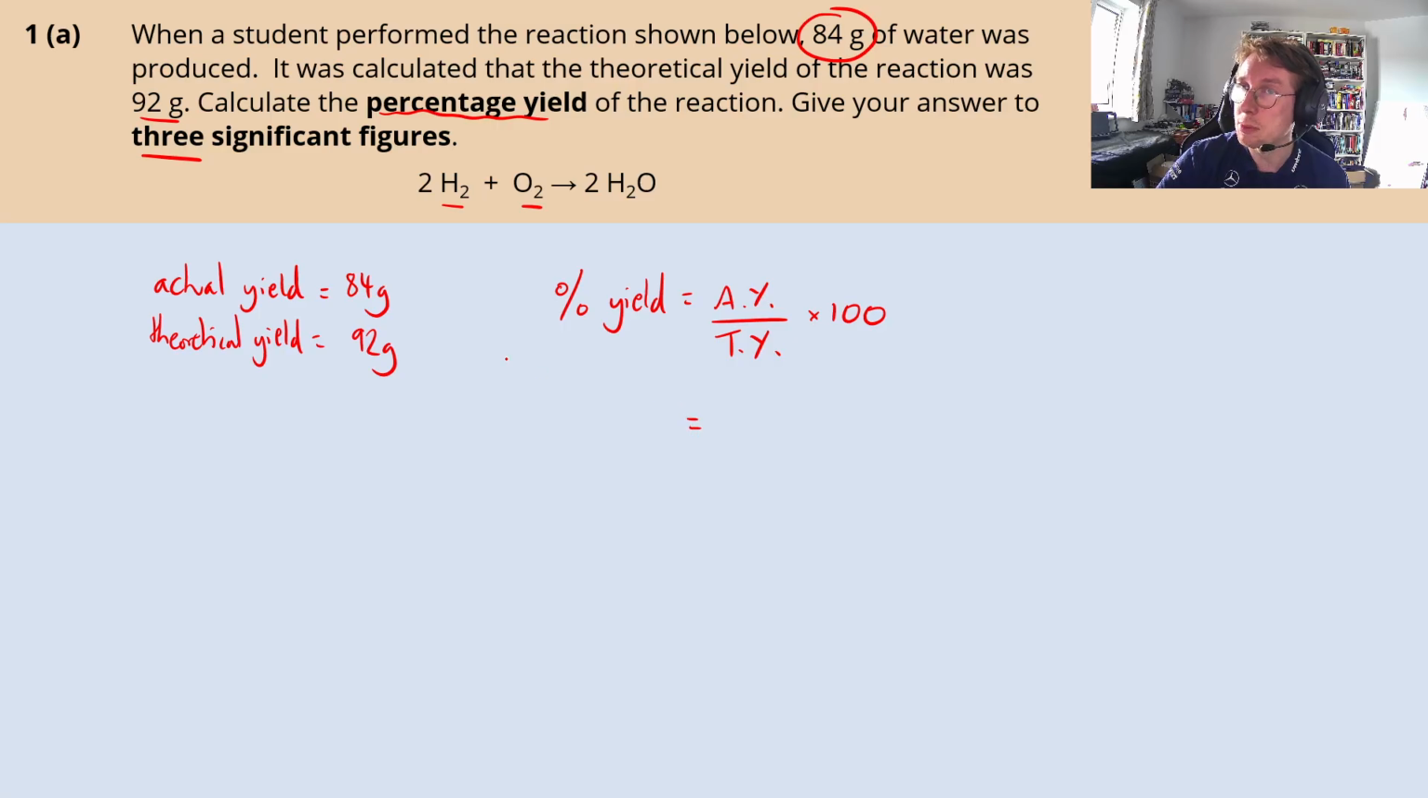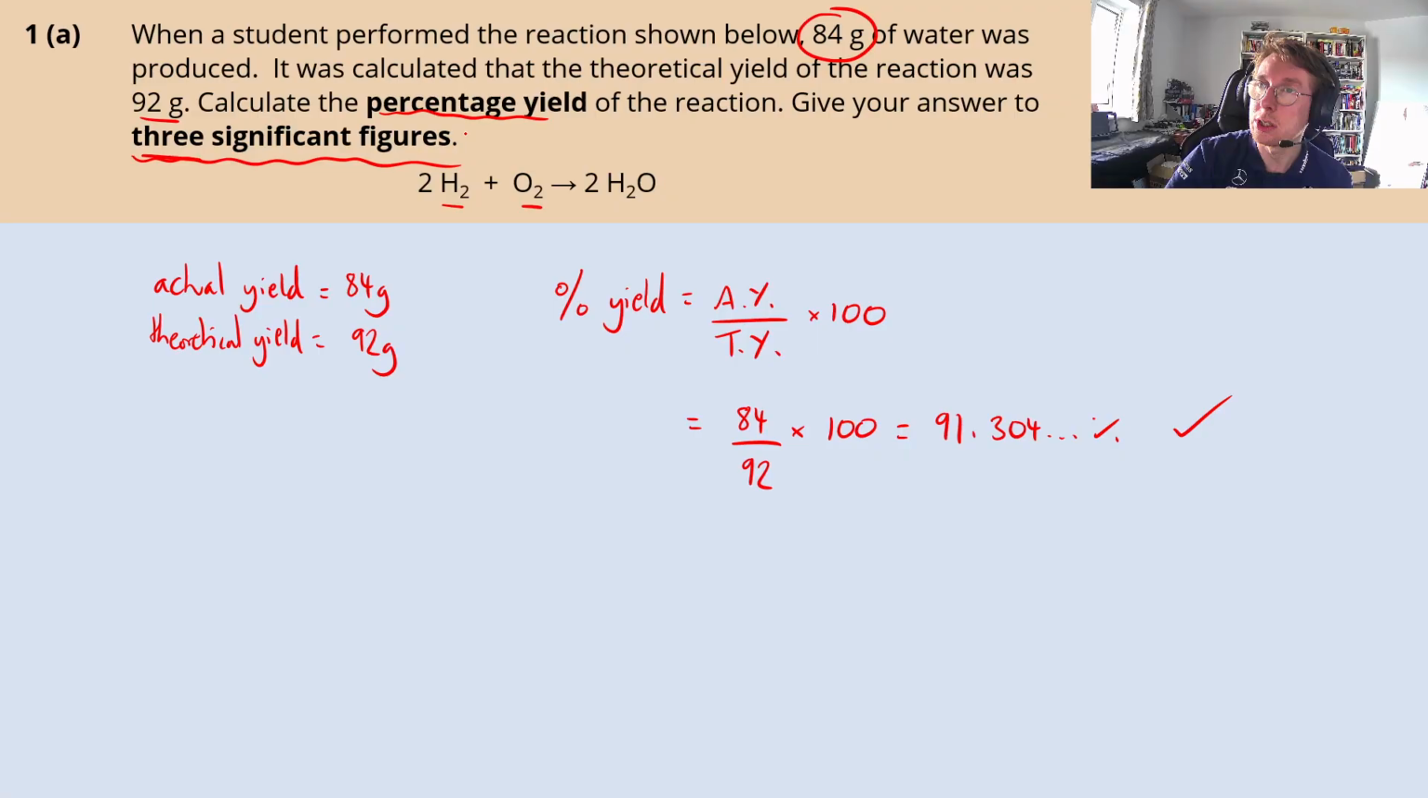So if we substitute our numbers in, 84 is our actual yield, 92 is our theoretical yield, and we're multiplying that by 100. And if you do that, you get an answer of 91.304%. Now, this is a 2-mark question. One of the marks is for doing this calculation correctly, but the second mark is for giving your answer to 3 significant figures like it suggests.